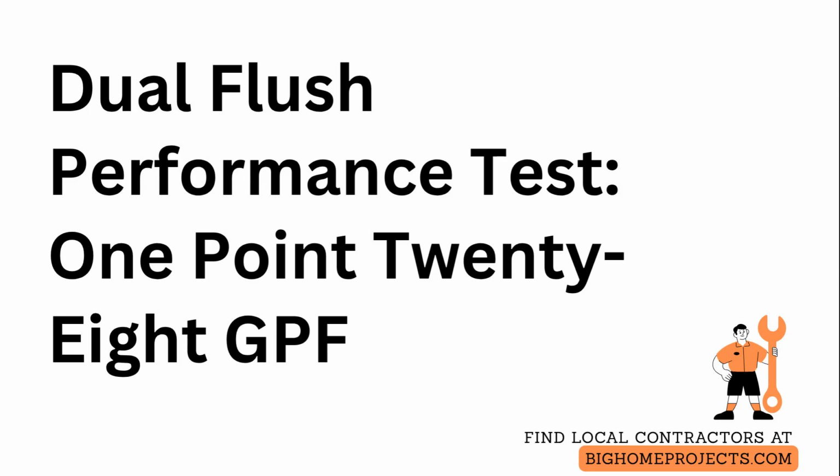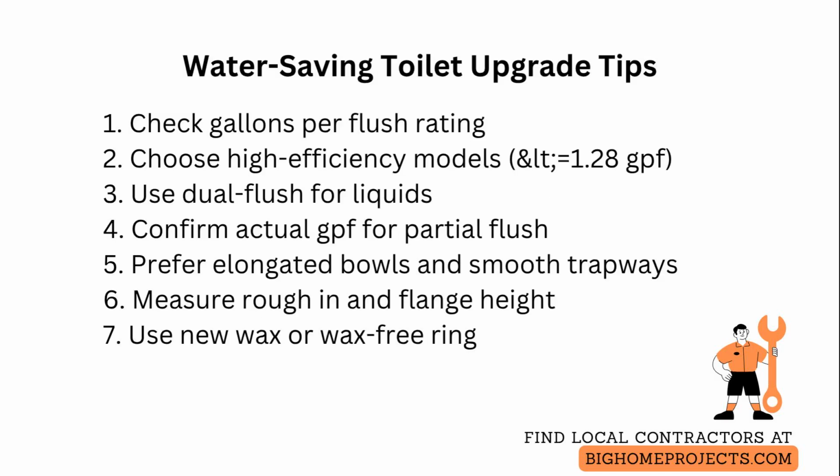How do newer toilets use significantly less water than older models, and which features actually make one model more efficient than another? Newer toilets generally use between 1.28 and 1.6 gallons per flush, compared with older models that often use 3.5 to 6 gallons per flush.